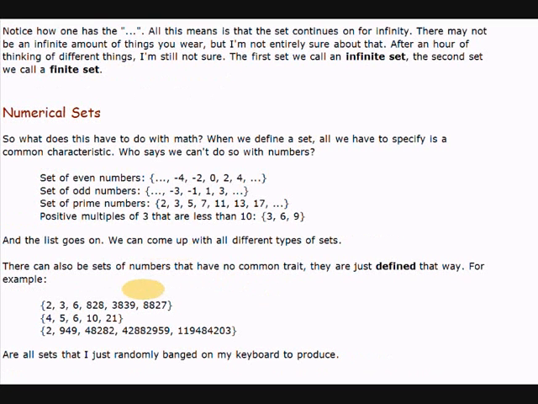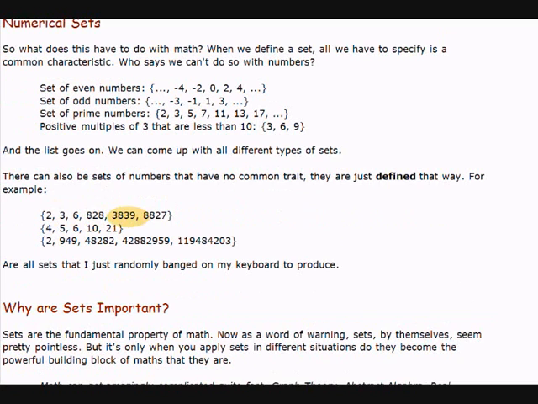They are just defined that way. For example, 2, 3, 6, 828, 389 may be house numbers. Your house number, my number. There is no common trait, but they go on. Mine would be 2, yours would be 6, his would be 7, something like that. They are all randomly typed on a keyboard to produce them.